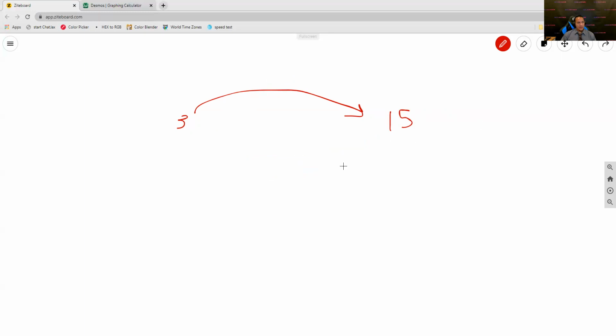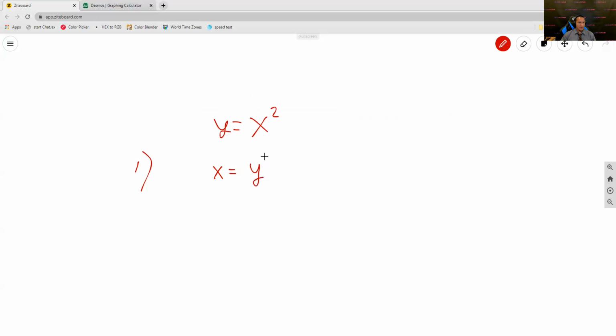Now, there is actually a way to represent inverse functions in math. Let's say that I have y equals x squared. Well, here's how you do it. First step, switch the x and the y. So instead, I'll have x equals y squared. There you go. I've switched the x and the y.